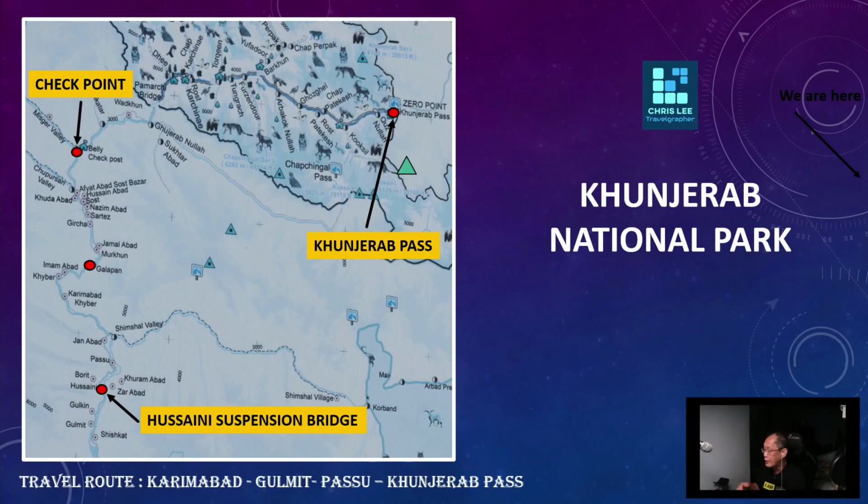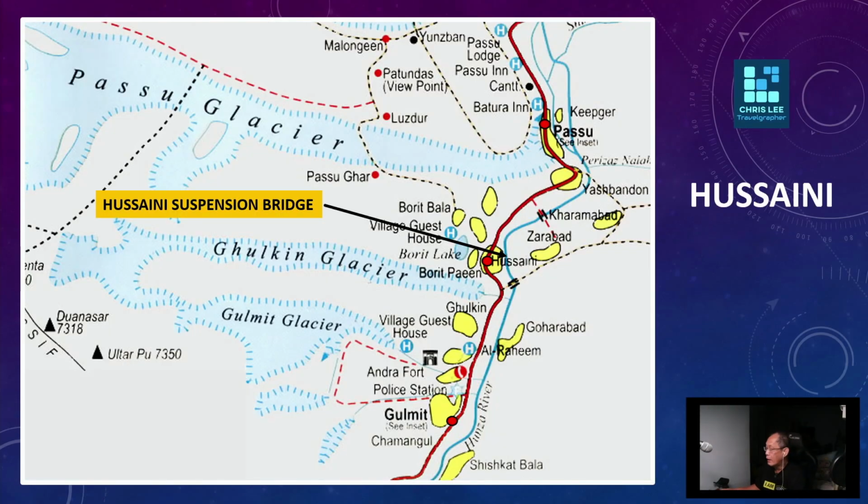As usual, you can see the Hussaini Suspension Bridge is located along the Karakoram Highway at the village named Hussaini, and that's how it gets the name Hussaini Suspension Bridge. The exact location of this bridge can be seen on this map again. It's between the town Gilgit and Pasu, a small little village, somewhere midway between them and right across the Indus River.